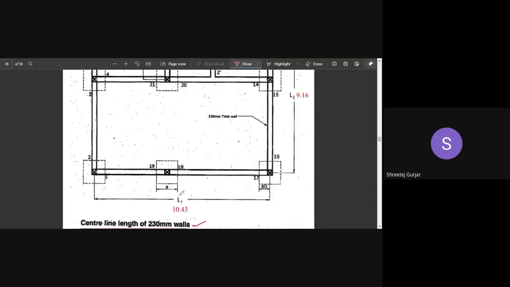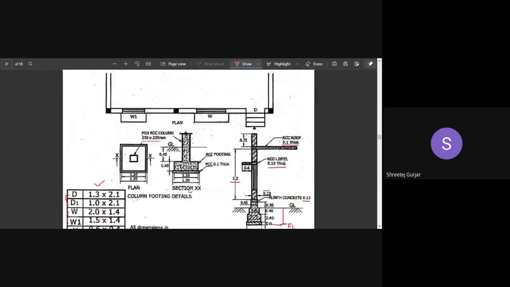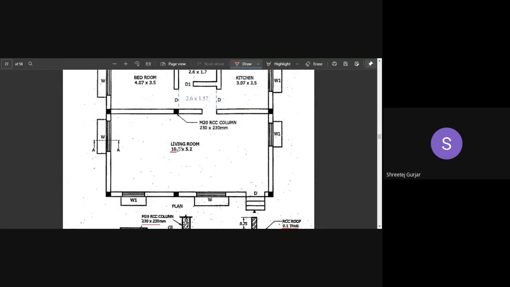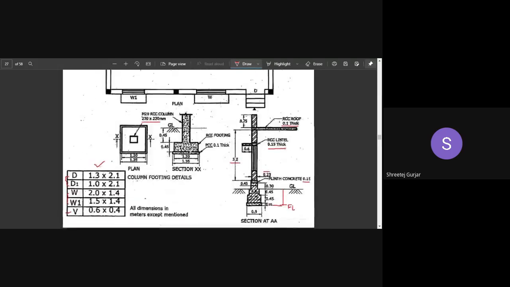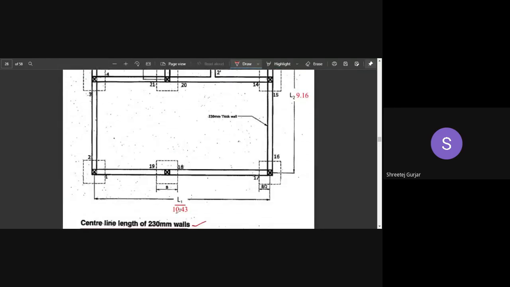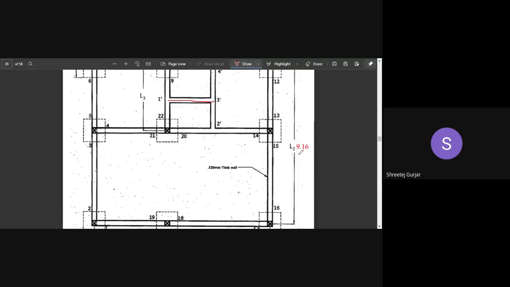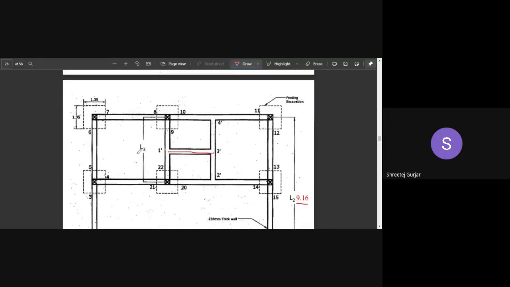So let us look into what is the distance L1. What is the length L1? You can calculate here. You can see the length is 5.2. So you can add 0.23 by 2, half, over here, and 0.23 by 2, half, over here. So that will be equal to 10.43. Similarly, you can calculate for L2, it is 9.16, and similarly for L3.